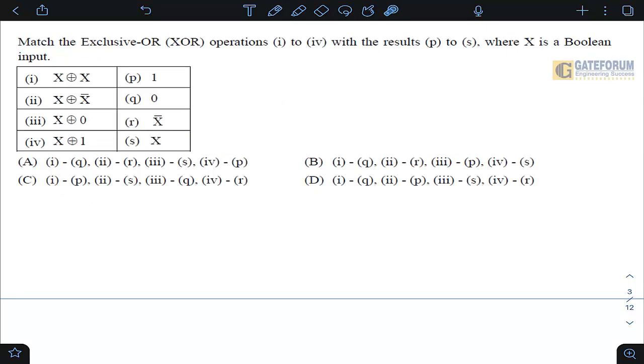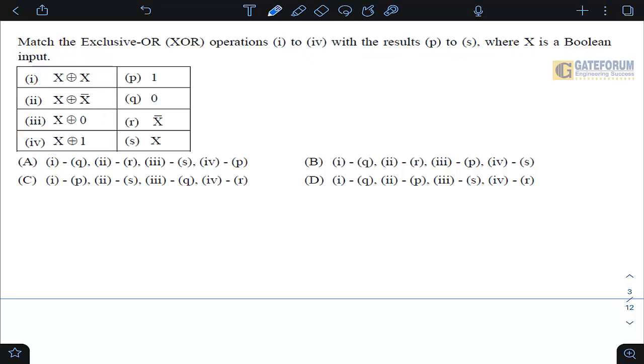This question is asked in GATE 23 of Instrumentation. This is from digital subjects and from the logic gate topic. The question is, match the exclusive OR operations I to IV with the results P to S, where X is a Boolean input. So this is again based on the standard XOR gate properties.